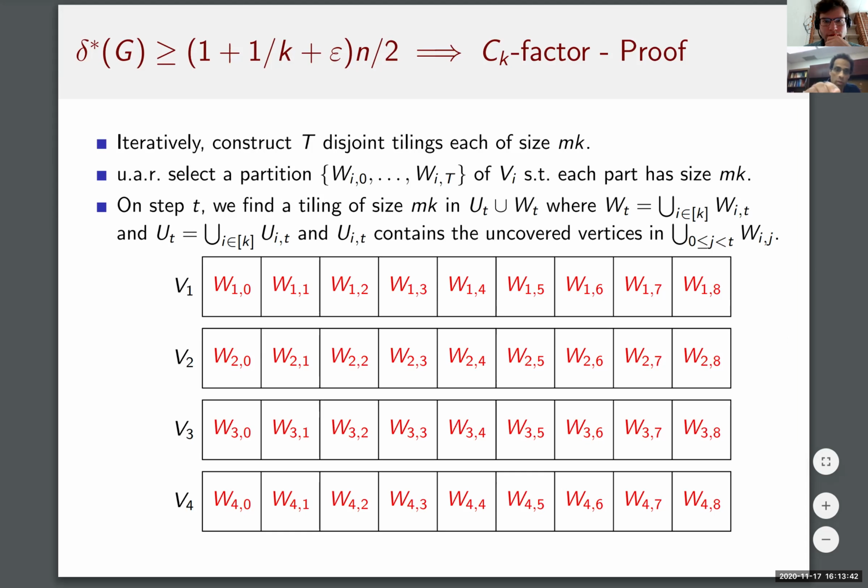We would have constructed T disjoint tilings each of size mk. So in this case, T is equal to 8, right? And I have 9 columns here. Okay, so the thing I didn't tell you was how we're doing a single step. So let me try and explain how a single step works now.